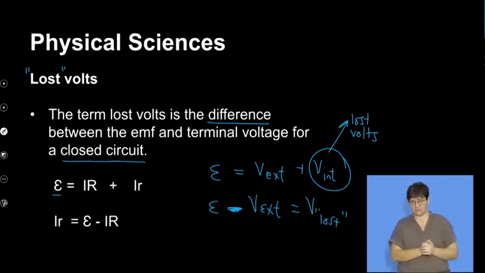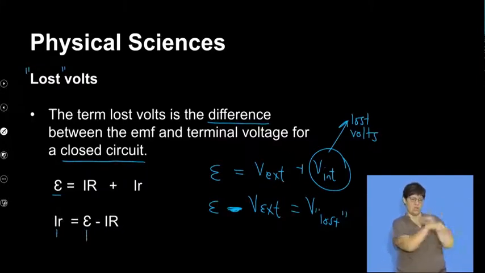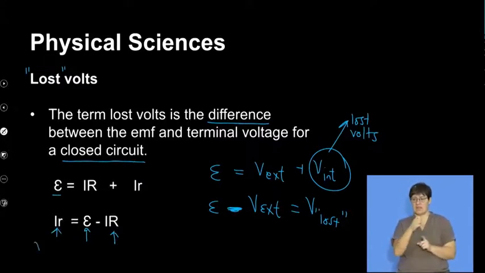So this is our lost volt, that's our EMF, and that's our V load or V external. This is V internal. This is our EMF, which is the maximum, and this is the V load. Take note of that.